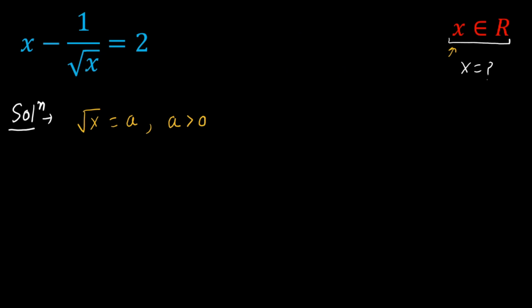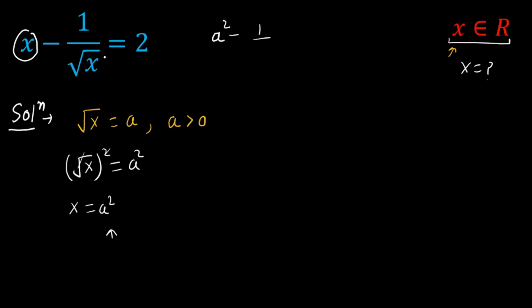Now if we square both sides, then on the left-hand side the square root of x equals a, and the square and the square root cancel out, so x equals a square. Here x is replaced by a square, minus 1 over, and the square root of x is replaced by a. Then this equals 2.